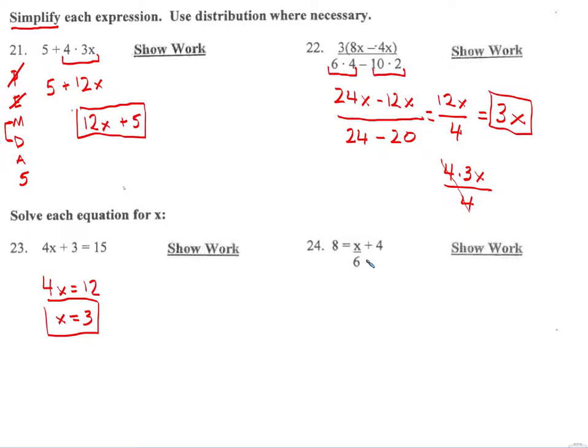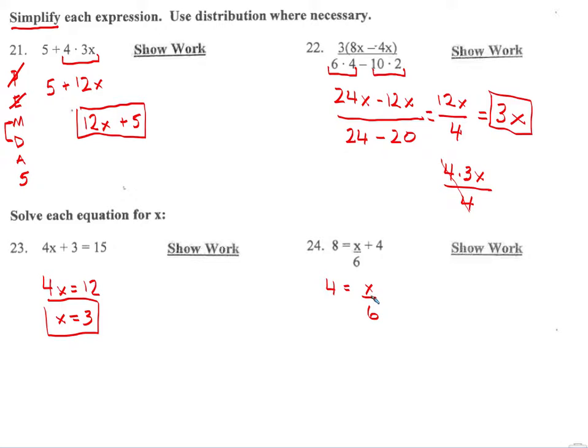Number 24 was probably the most missed problem out of all 4 of these, just because we deal with fractions here. So there's a few ways to go about this. I'm going to do it my way. You can do it your way, and I can show you both ways or all the ways, as many as I can. So the first thing that I want to do here to isolate for my variable x is to subtract 4 from both sides. So subtracting 4 from both sides gives me 4 is equal to x over 6.